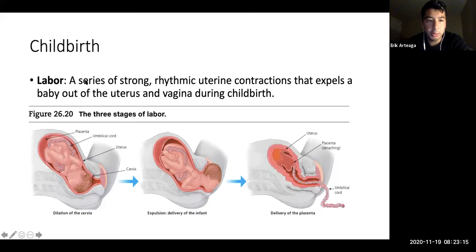Okay. Childbirth or labor is a series of strong rhythmic uterine contractions that expels a baby out of the uterus and vagina during childbirth. So remember, the cervix does need to dilate, right? There needs to be an opening for the child to pass through. And again, those muscle contractions are for the opening of the vagina and the cervix for the child to pass through. Okay, and these are incredibly taxing on the mother.